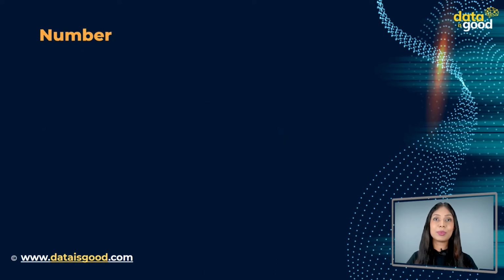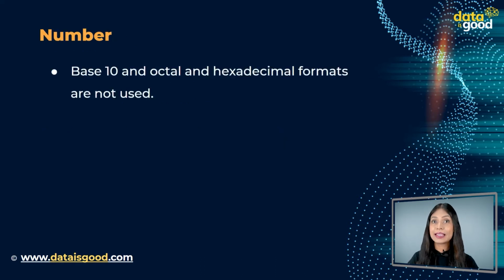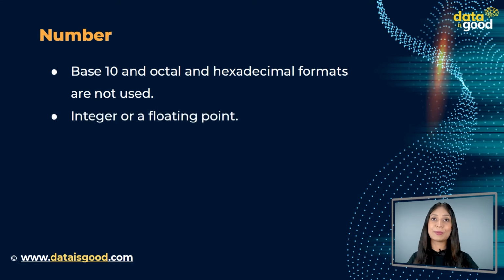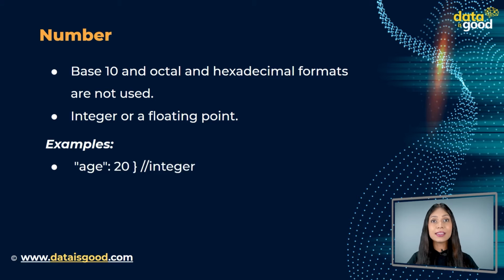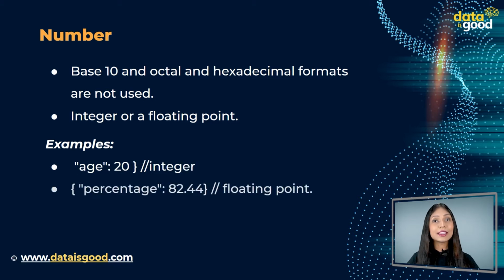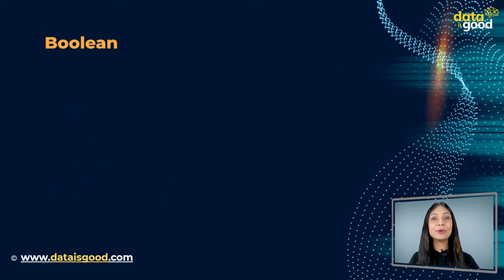Next is number, represented in base 10; octal and hexadecimal formats are not used. Numbers in JSON must be an integer or a floating point. Let us see its examples. Age: 20, an integer. Percentage: 82.44, a floating point.